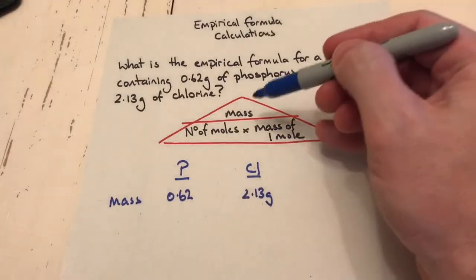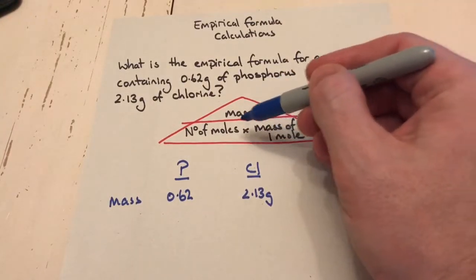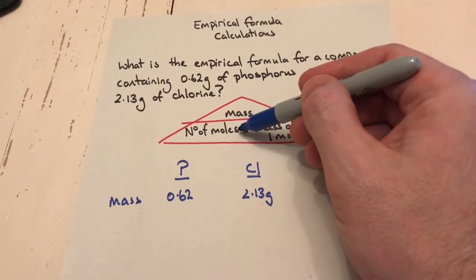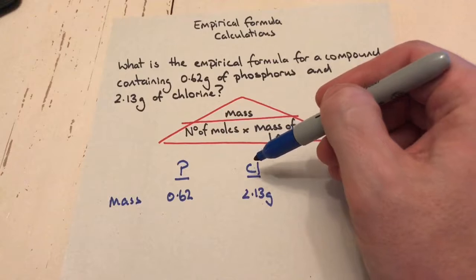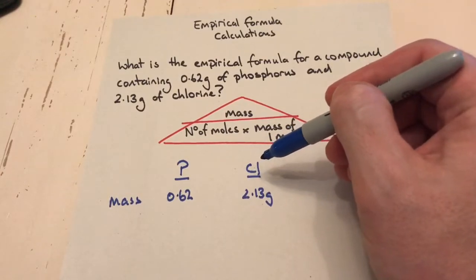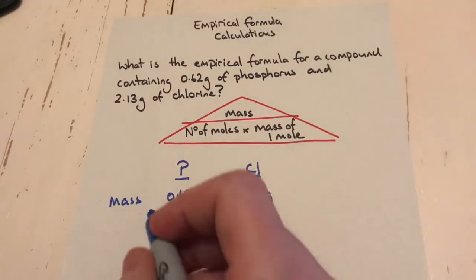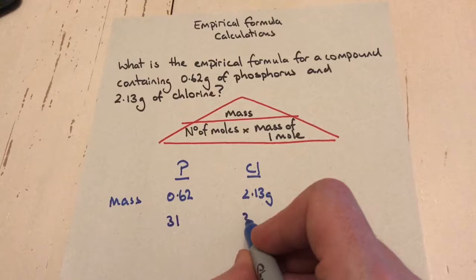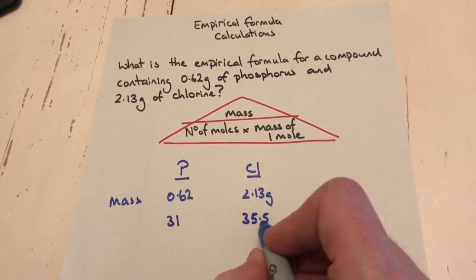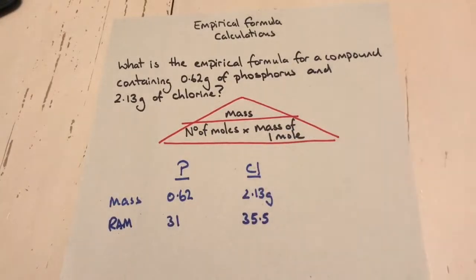Now the next step, if we've got the mass, is we want to write down the mass of 1 mole, and then that will allow us to find the number of moles. So the mass of 1 mole, because they're elements, is from the periodic table. It's the relative atomic mass. So we look at the periodic table, we find phosphorus, its relative atomic mass is 31, and chlorine is 35.5. So that is the relative atomic mass, which is the mass of 1 mole according to the triangle.